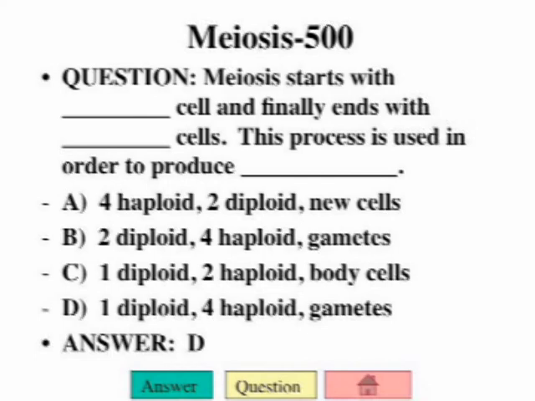Okay, the answer is D. I'm going to read the fill-in for you. Meiosis starts with 1 diploid cell and finally ends with 4 haploid cells. This process is used in order to produce gametes.